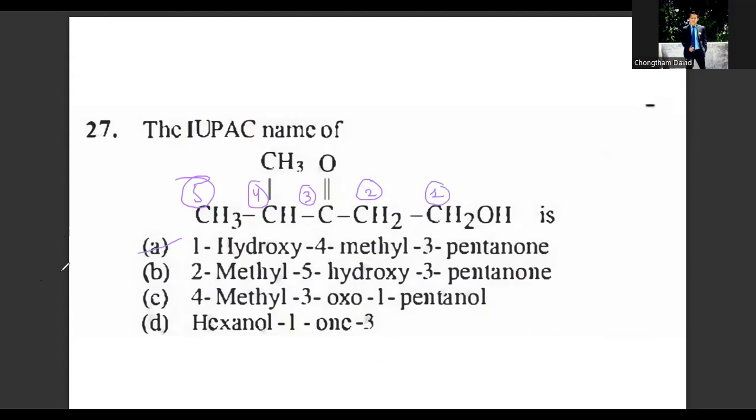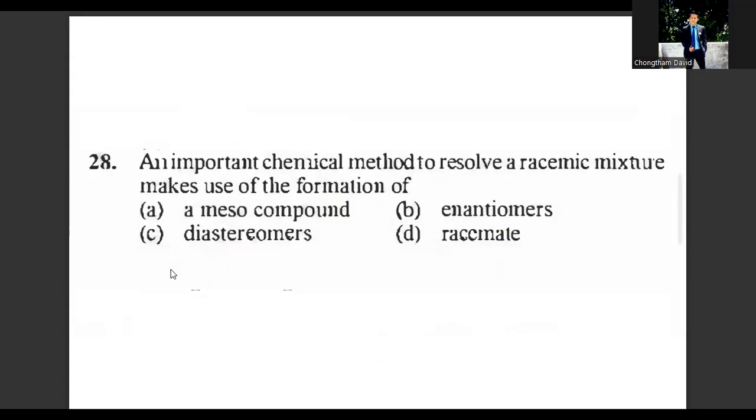Clear? Good. 28. An important chemical method to resolve a racemic mixture makes use of the formation of the following. Diastereomers, remember, have different solubility, melting point and boiling point. Hence, they can be separated by crystallization. So the important chemical method to resolve a racemic mixture makes use of the formation of this compound, which will be C.